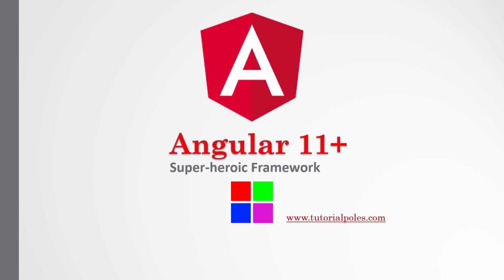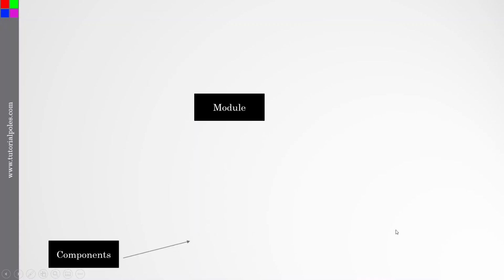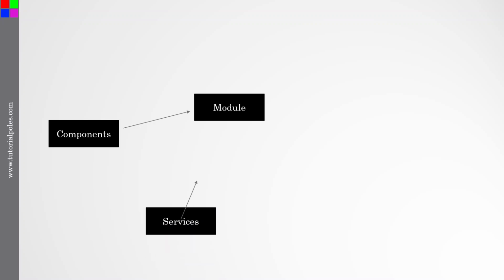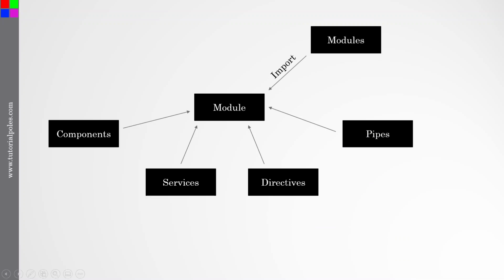In Angular, a module is a mechanism of grouping related components, services, directives, and pipes in such a way that they can be combined with other modules to create an Angular application. So we can say a module is a group of components, services, directives, pipes, and other modules. How do we define a module?